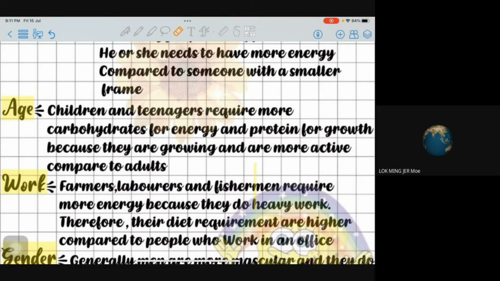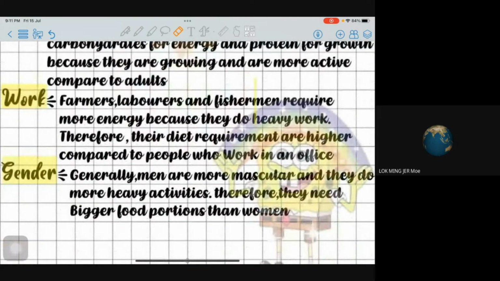Then occupation, because sometimes your job is very hard, so you need a lot of food, a lot of fats, or a lot of calories. Somebody who does heavy work needs a lot of food compared to people who just sleep and wake up. And gender, a man eats more than a woman.